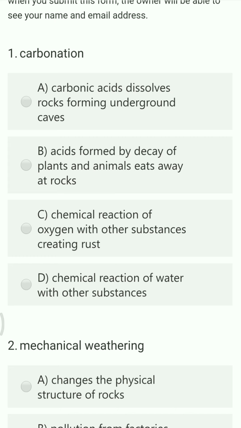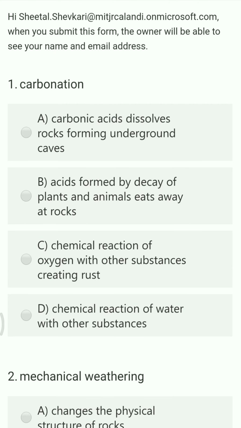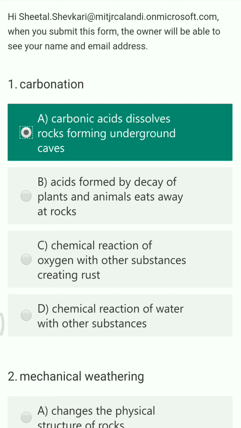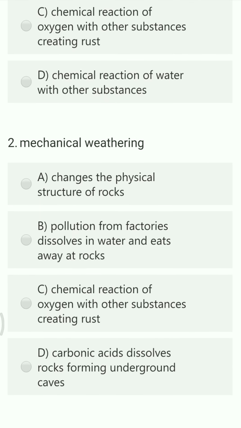Now, acid formed by decay of plants and animals eats away the rocks. So, the acids which are formed basically by decomposition of dead plants or dry leaves and dead animals. At that time there is a large amount of release of carbon dioxide. So even in such cases, the acids are formed and they are going to weather your particular rock. That is also a process which comes under biological weathering. So if you talk about carbonation, then the first option is correct, that carbonic acid dissolves rock forming underground caves.